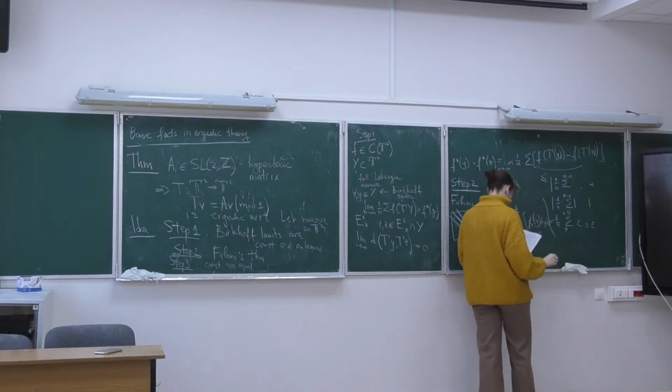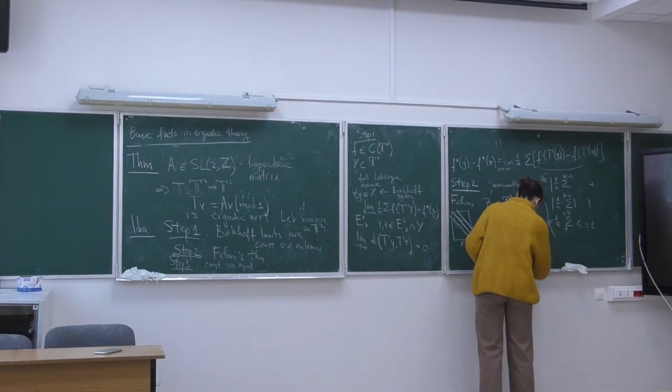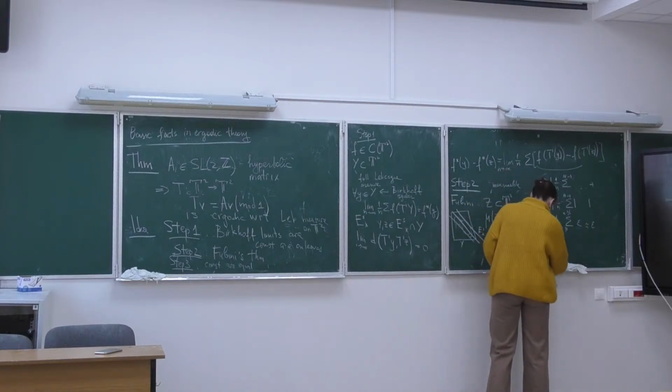So who is this function? It's a guy that says that it's 1 when y is in Z, and 0 when y is not in Z.